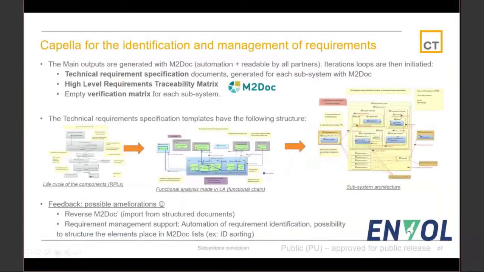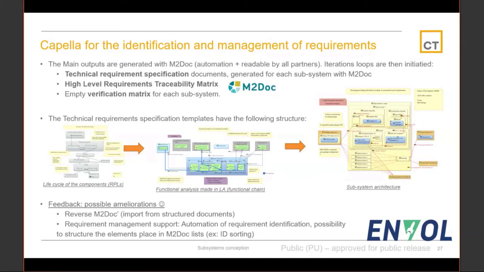For the first use of Capella in this space, it was for requirement engineering. The most important thing for us is to produce outputs that are readable by all partners, because if not, you can't communicate on that, and you lose all the benefits of your approach. Thanks to M2Doc developed by Obeo, we can project parts of the Capella model in the Word template that will not only display diagrams but also arrays and lists of elements that can be structured as we want. We made a lot of queries, such as listing all the elements related to one component, including those that apply to its parent element. So we made a lot of very specific queries to generate Word templates.